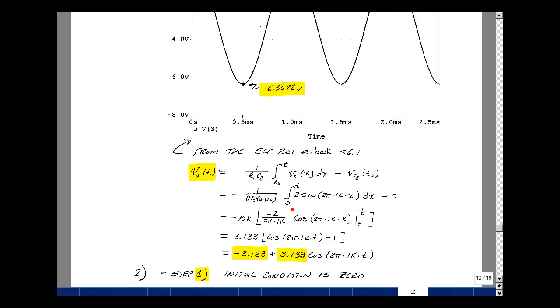Started out at time t equals 0 to t. We had a 2 volt amplitude and a sine of 1 kilohertz, and replaced t by x, and we had a 0 initial condition. Now the reciprocal of this turns out to be 10K, so I've got a minus 10K.